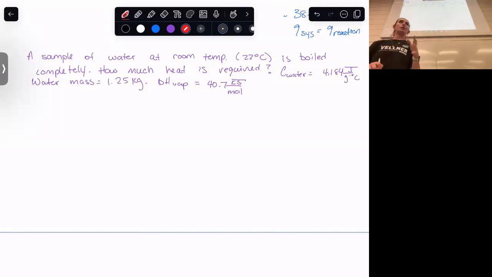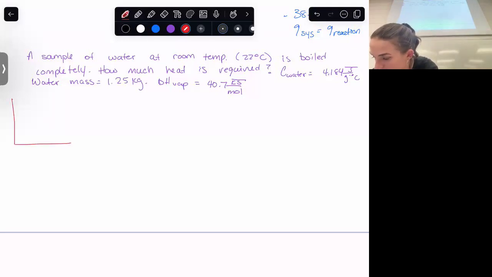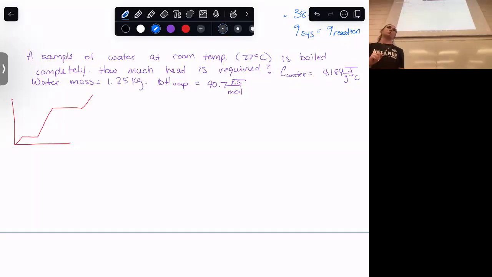Equilibrium, right? Heating curve type question, right? You need to know where you are within your heating curve. So one thing that I like to do for these types of questions is draw a little heating curve for myself. And where are we starting, right? I mark where we're starting.